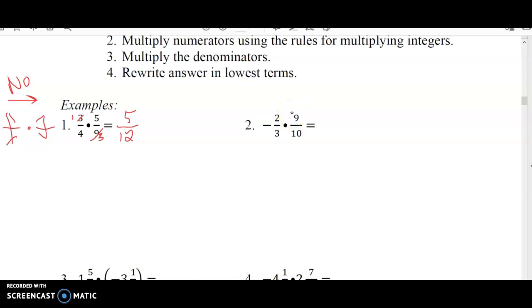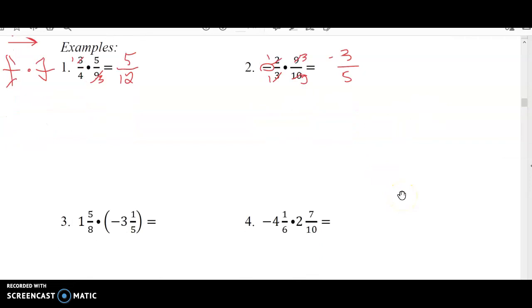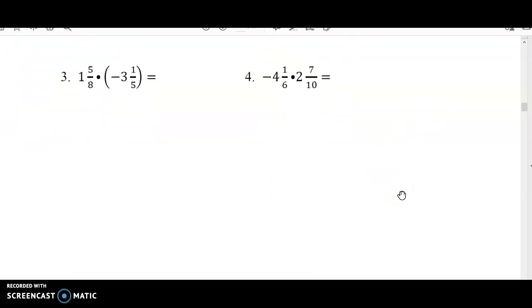So number 2, I'm going to cross simplify these guys here. I see a factor of 2 here and a factor of 2 here. So 10 divided by 2 is 5. I got my 9 and 3 again. So I'll take a factor of 3 out of that and a factor of 3 out of that. So now I'm going to multiply across, but this time I have a negative sign. So it's going to count as -1 times 3, which is -3, over 1 times 5, which is 5. Again, you'll notice I am not finding common denominators. You do not need to.